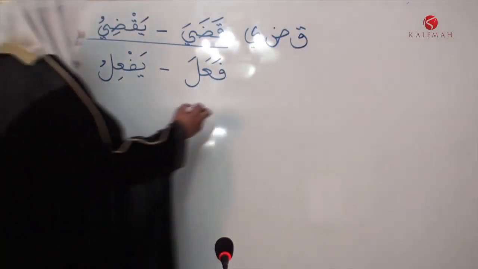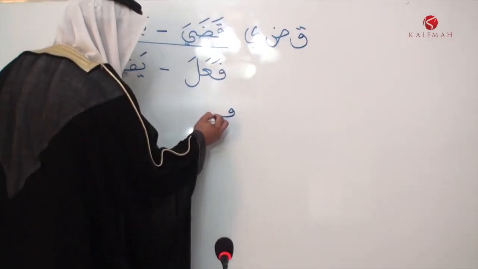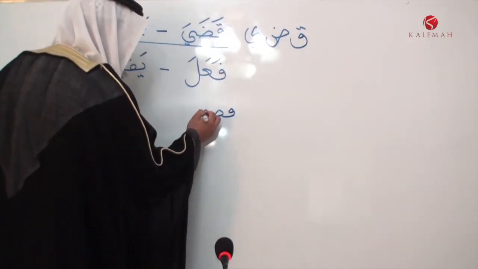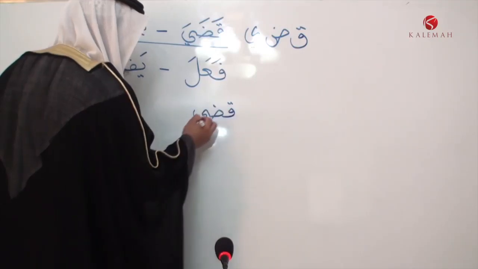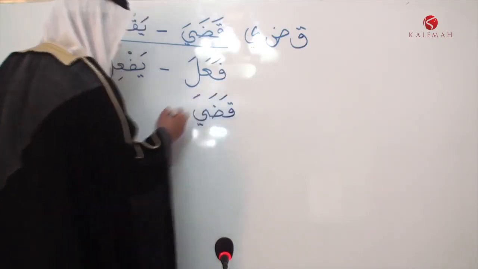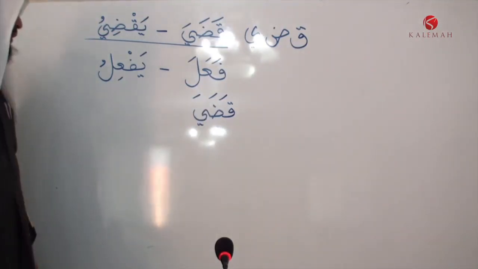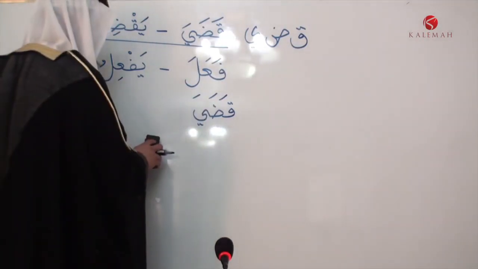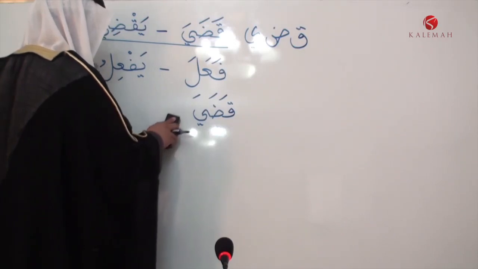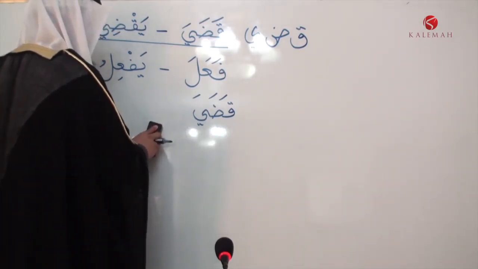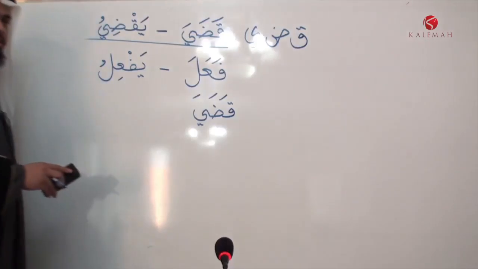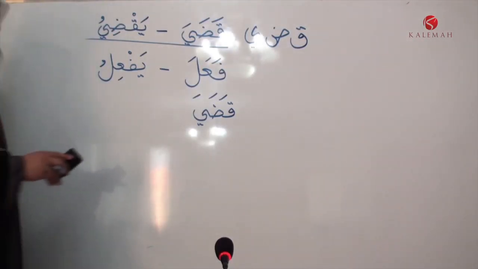Okay, so ka, da, ya. See, the ya had a haraka and the letter before had a fatha. So what do we do? Change the ya into an alif. Turn the ya into? Yes. Can't hear you. Change the ya into an alif.